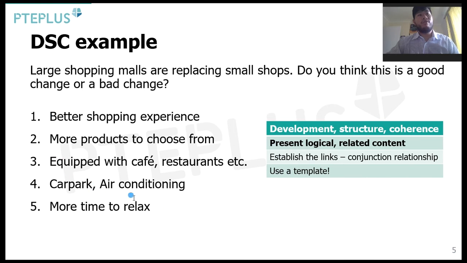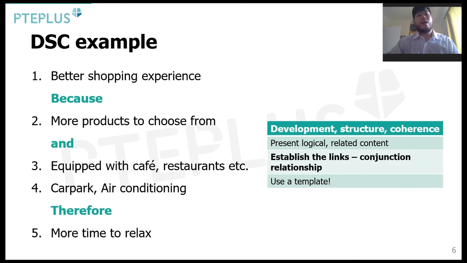So we've got 4-5 different points here: better shopping experience, more products to choose from, equipped with cafe, restaurants, car park, air conditioning, and more time to relax. We can link it together with good coherence by using conjunctions such as because, and therefore. So it should sound a bit more like this. A better shopping experience is possible because more products to choose from and it's equipped with a cafe, restaurant, car park, air conditioning, therefore there's more time to relax. So when you think of these ideas during planning, it's easier for us to follow a flow because our ideas are linked and have a relationship. These conjunctions can then help guide us through by connecting the points.